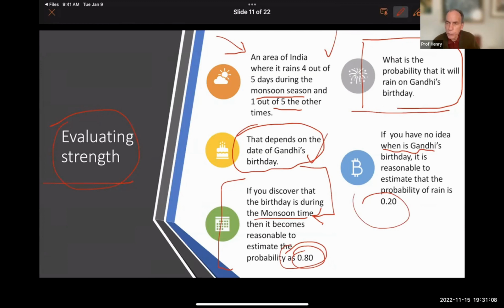And whether that's strong or weak depends on this premise and the fact that the birthday is during the monsoon time. All right. Now it could be false, right? It doesn't have to rain on Gandhi's birthday because it's only 80%. But that's a high probability based on the knowledge that you have.